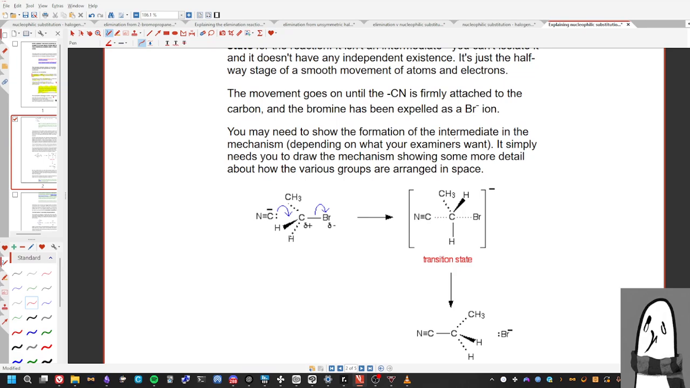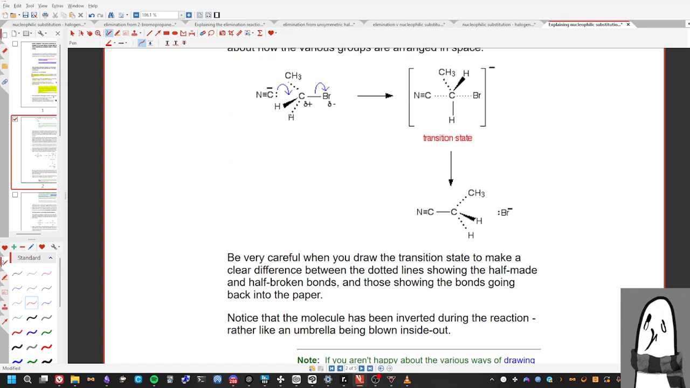You may need to show the formation of the intermediate in the mechanism. It simply needs you to draw the mechanism showing some more detail. Be very careful when you draw the transition state to make a clear difference between the dotted lines showing a half-made and half-broken bond and those showing bonds going back into the paper.